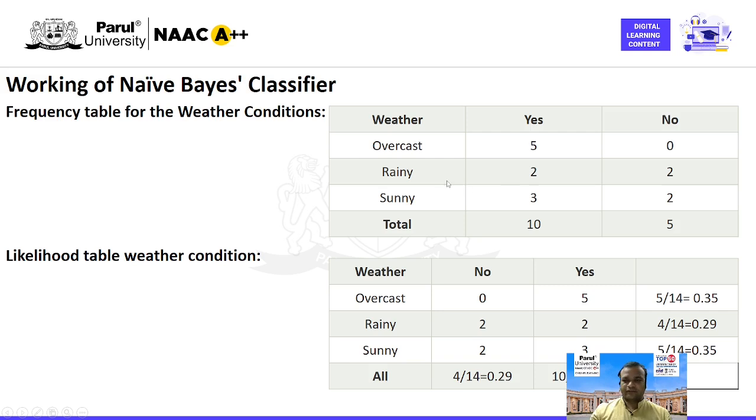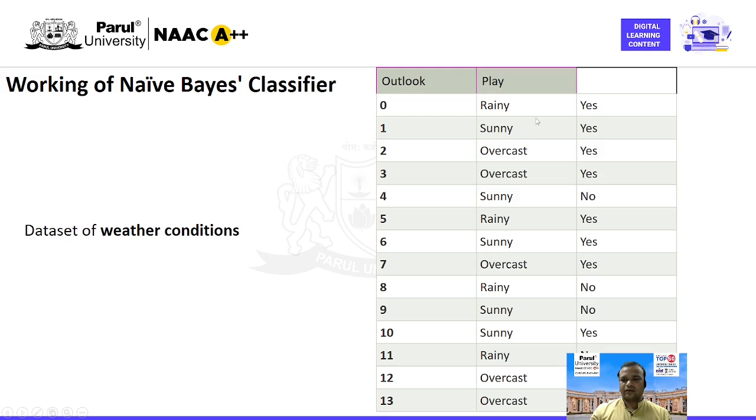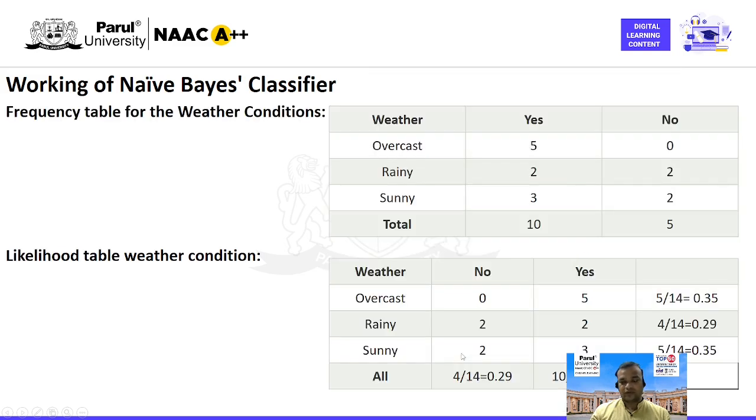Second is rainy. Similarly, we can count whether we can play the game or not at the time of rainy weather. Two said yes, we can play the game, and two said no, we cannot play the game. Similarly, we can calculate for the sunny weather condition. Three said we can play the game, and two said that we cannot play the game.